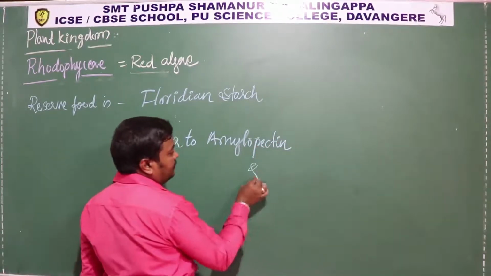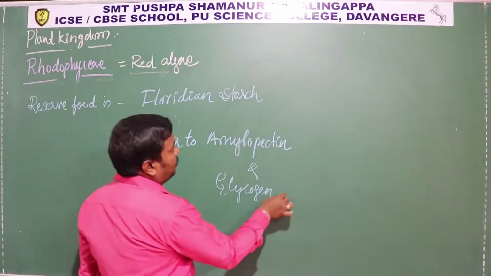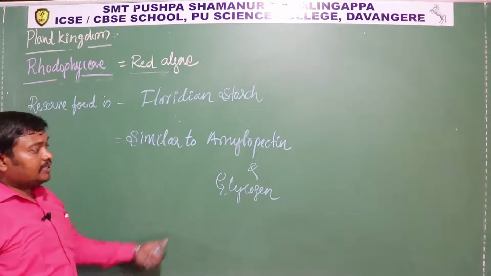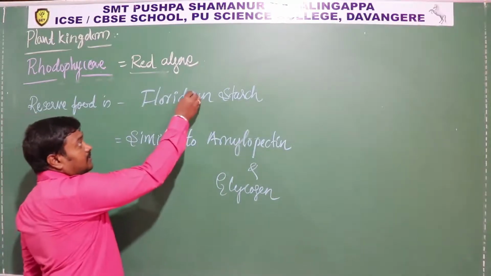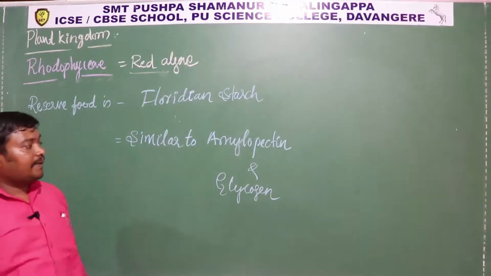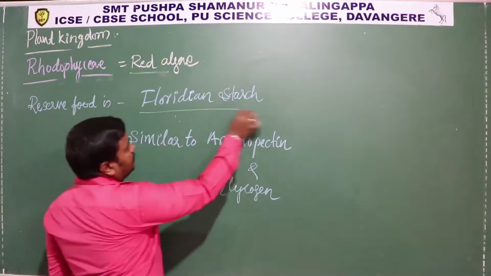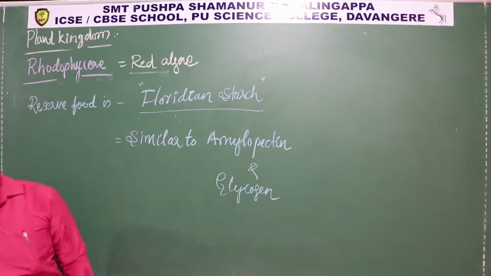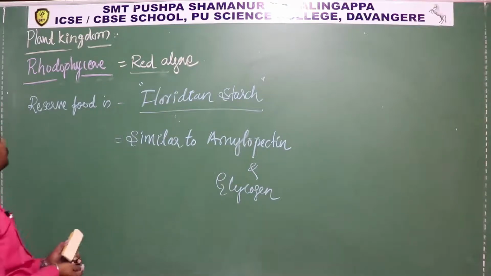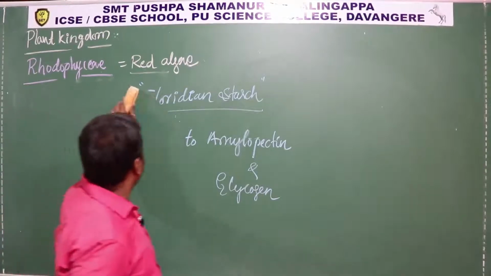Amylopectin and glycogen. Okay, the structure resembles amylopectin and glycogen. Okay, so remember this Floridian starch is the reserve food material in case of rhodophyceae. Yeah, next is how they reproduce.